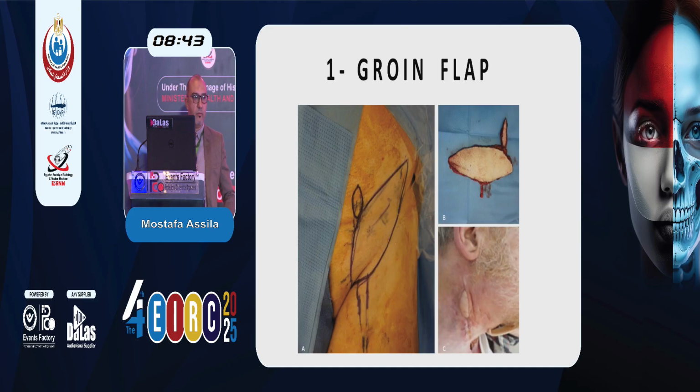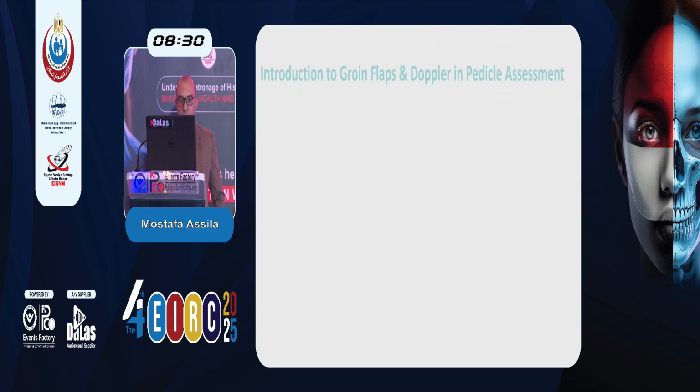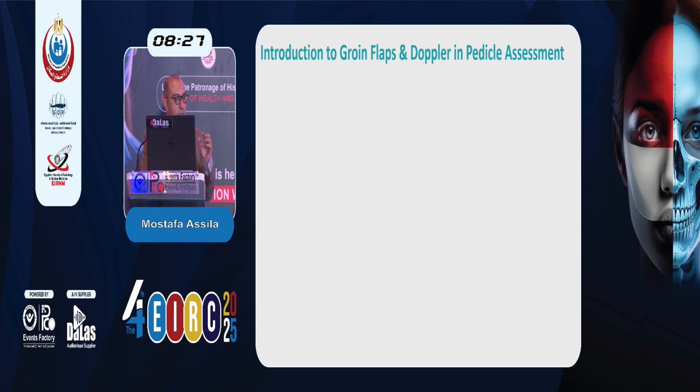First, we'll talk about groin flaps. Groin flaps are flaps taken from the groin and implanted in any other place, like here in the photo, in the cheek and neck. The flap is excised with its vascular pedicle, so the vascular surgeons and plastic surgeons will need mapping of the vascular pedicle for the flap to be excised properly and implanted afterwards.